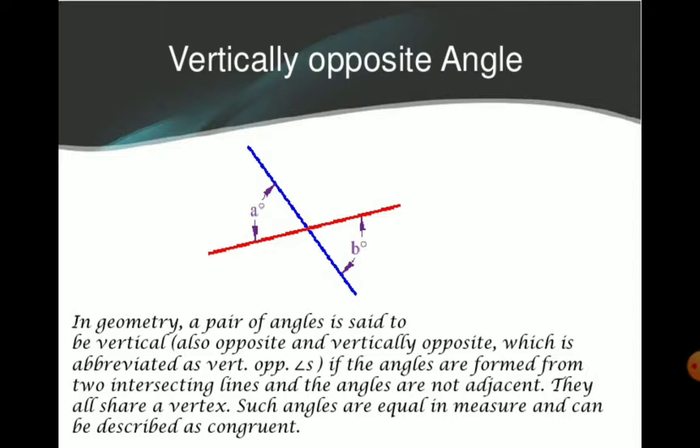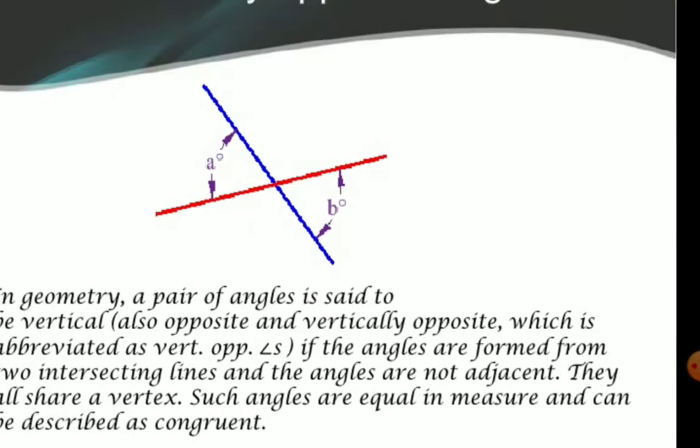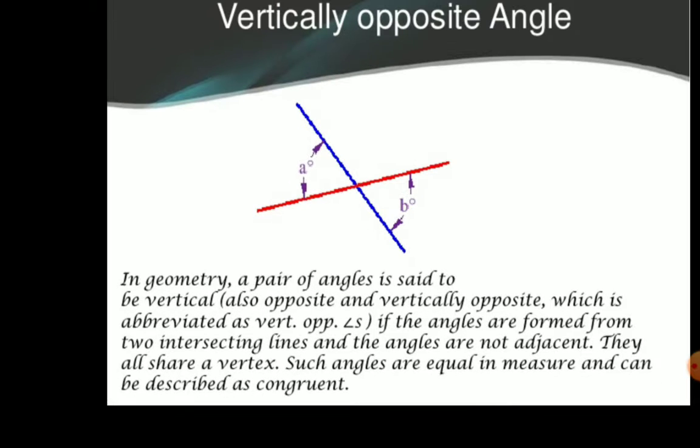Now it comes to vertically opposite angles. In geometry, just gonna zoom in a bit. In geometry, a pair of angles is said to be vertical or also opposite, and vertically opposite is abbreviated as vert. op. If the angles are formed from two intersecting lines and the lines are not adjacent, they all share a vertex. Such angles are equal in measure and can be described as congruent.